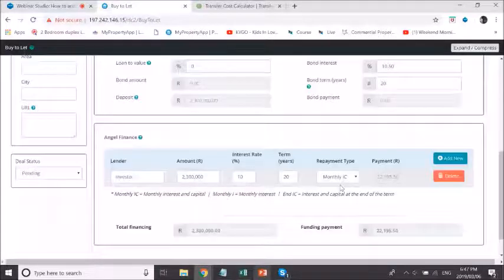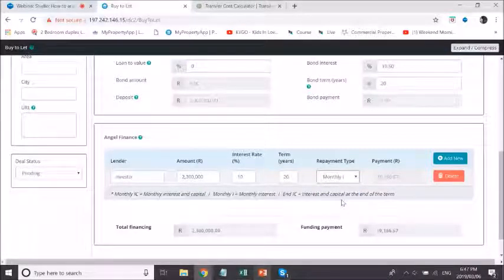Here you have the option to say, depending on the arrangement you make with the investor, to pay them monthly the interest and the capital figure, which is how the banks work. You can also choose to pay monthly interest only. So you don't pay the capital amount back, right? This is a way in which you can reduce your cost. But remember, if you don't pay the capital amount back, the asset is never yours. It'll always be the investor's.